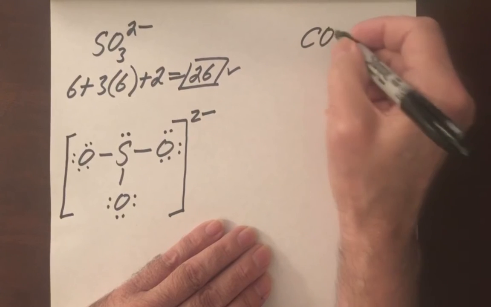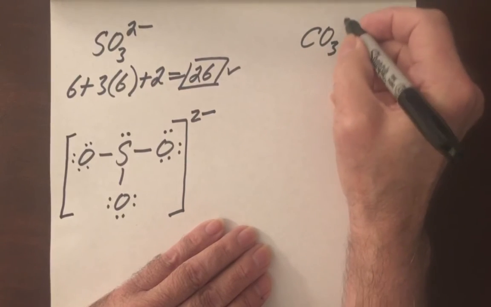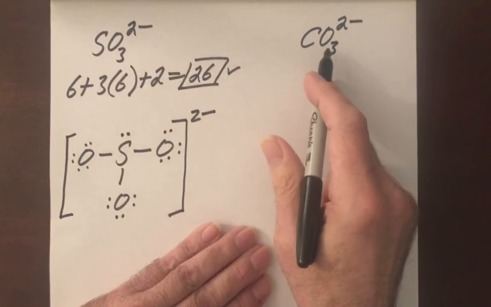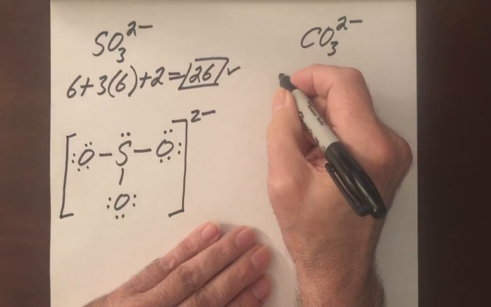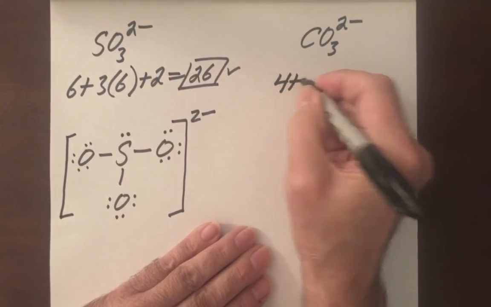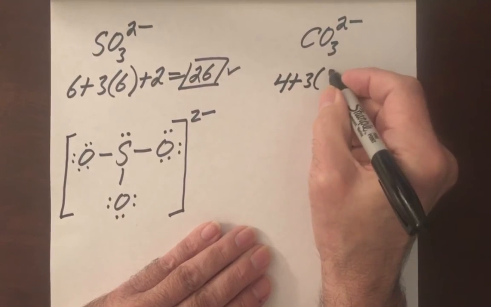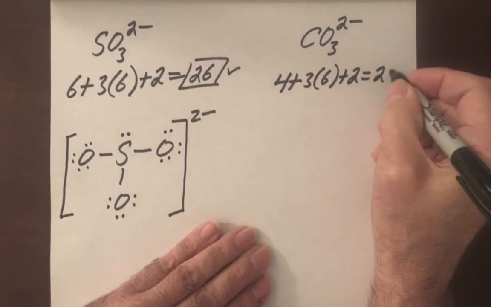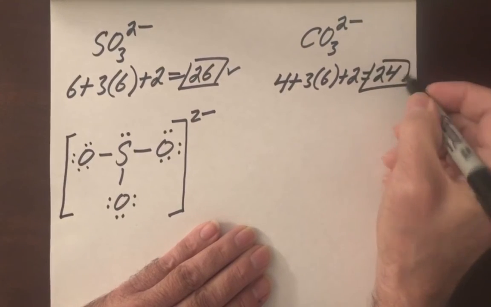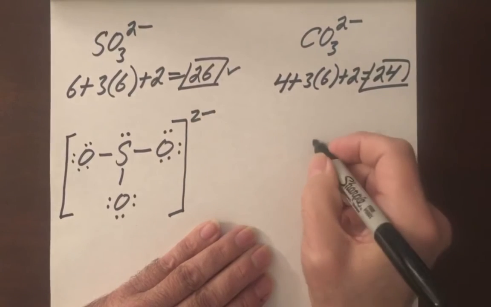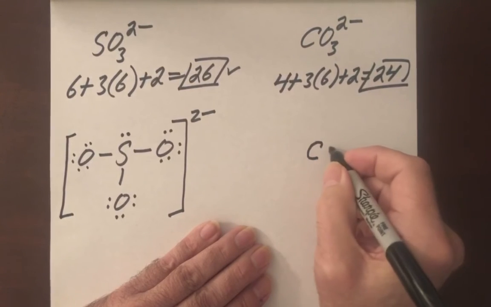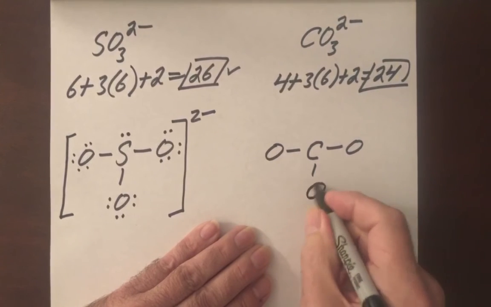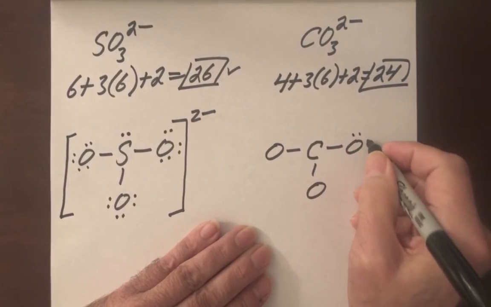In this one, we're going to have a little bit of a problem. This is carbonate. Now, it looks very similar to sulfite, but carbon is not in the same family. It only has 4 valence electrons. So when I add together all of my electrons, I'm going to have 24 rather than 26. So I'm going to follow the same steps, connect all the atoms to a central atom, carbon in this case. Complete the octet on the oxygens here.